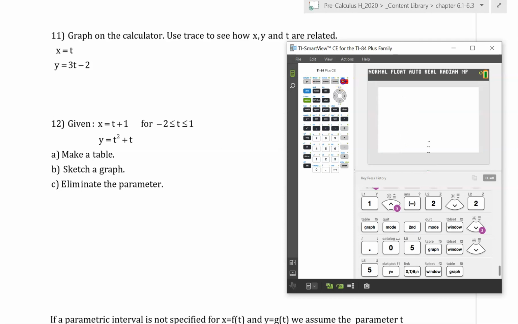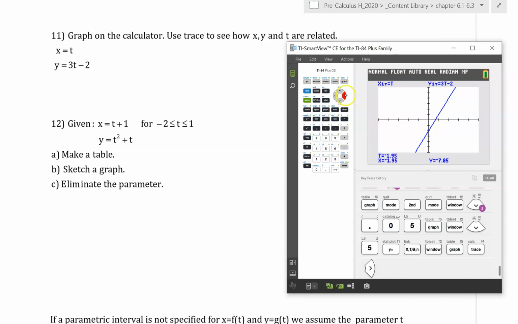Let's see what kind of graph we get. Oh, there's a line, there we go. Okay, so let's see what happens when we choose trace. Notice our t value is -2, so our x value will also be -2, and our y value is -8. So again, if you substitute -2 in for t in the y equation, you do get -8. And watch what happens as we move the cursor to the right. So we're changing those t values, and notice how it's affecting your x's and your y's.